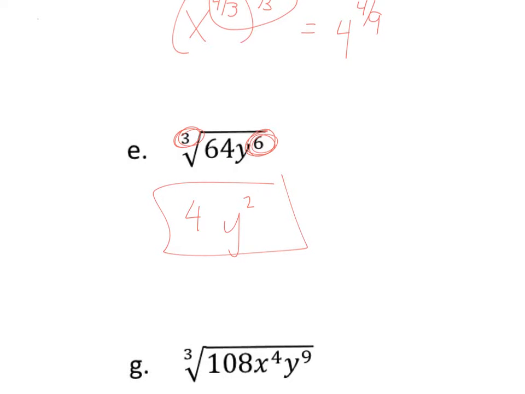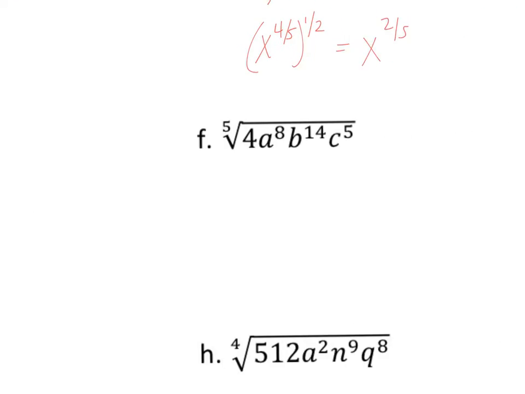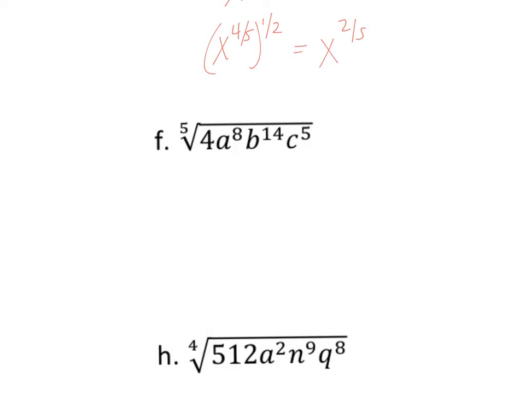That's my answer. However, on F, 4 is not a perfect fifth, and none of the other things are either. So we have to build our two houses, the perfect house and the not perfect house. 4 is not divisible by any perfect fifth, so it goes in our not perfects.